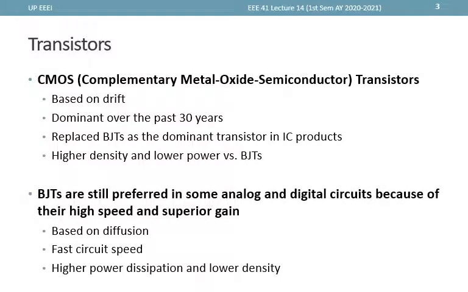The second most common transistor is the BJT and is still preferred in some analog and digital circuits because of its speed and superior gain over the MOSFET. BJT, on the other hand, is based on diffusion. It offers faster speeds because of the smaller capacitances involved, but its higher power dissipation limits the amount of applications where BJTs are used. BJT dimensions are also harder to shrink and thus have lower density and would cost more in terms of the number of transistors per unit area of the chip.